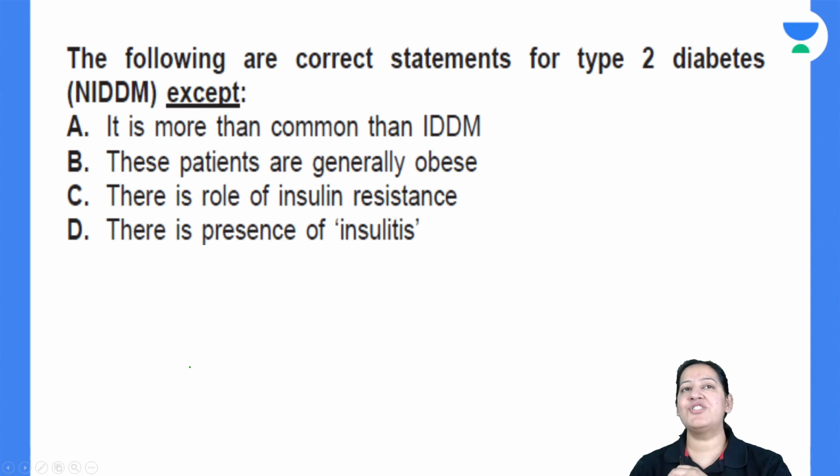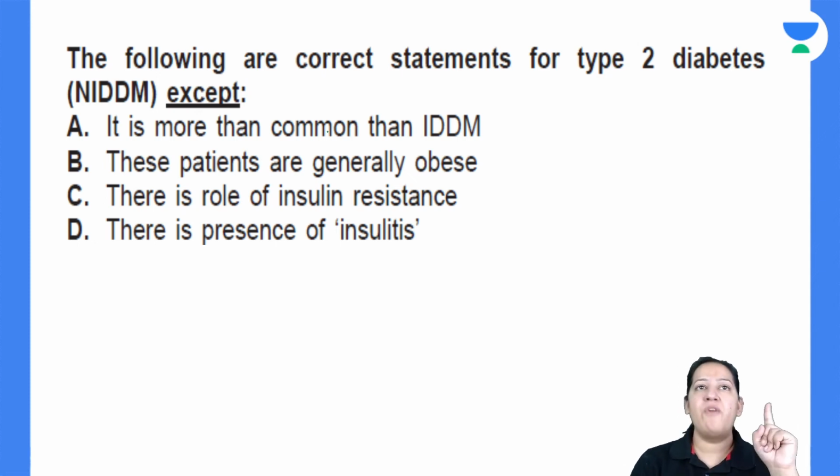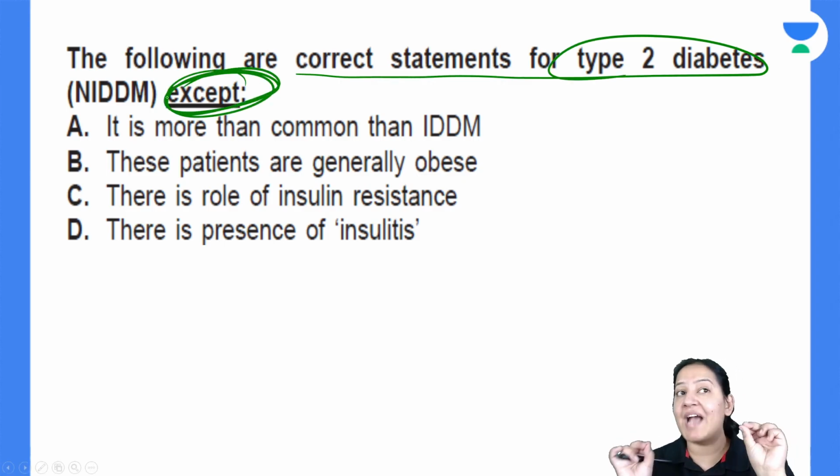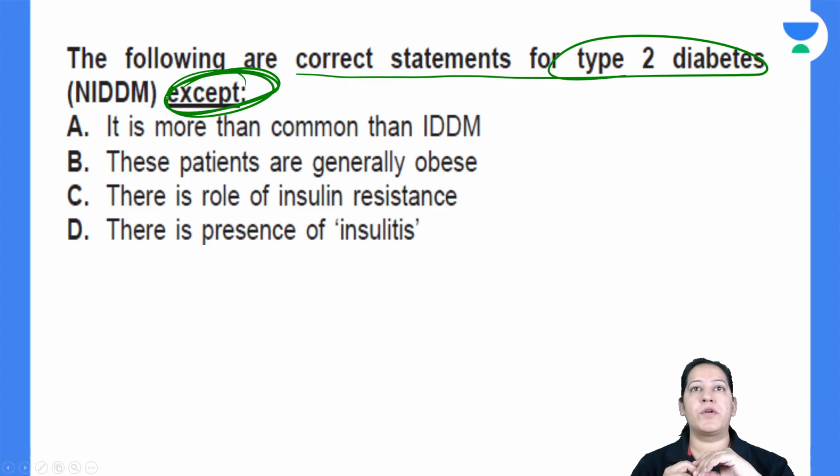Let's come to the next question. The following are correct statements for type 2 diabetes, except. Again, the question contains except. So, what is not true about type 2?